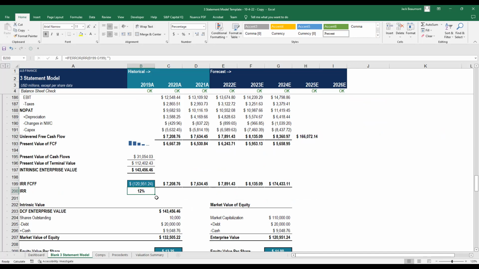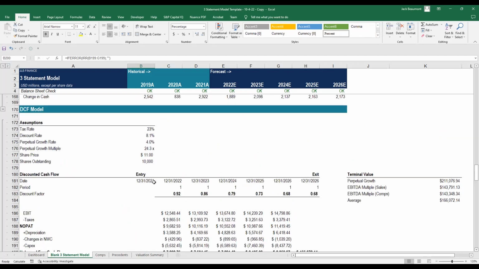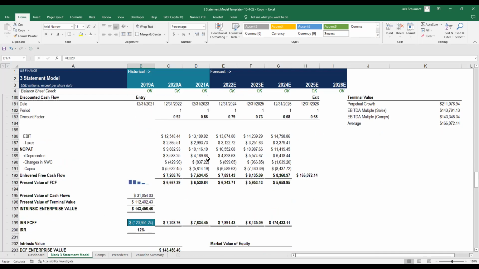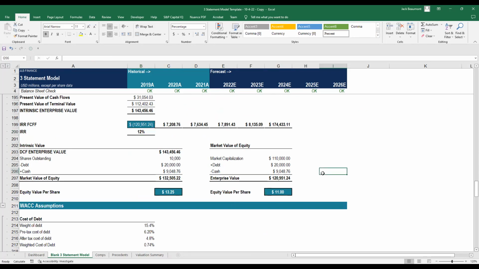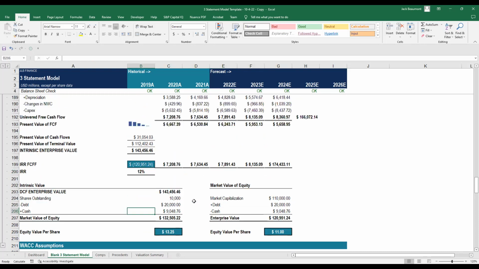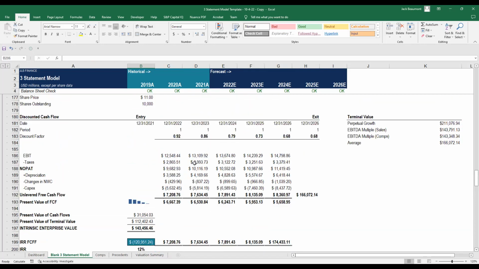That's good, because 12%, remember, is our IRR, and our discount rate, our weighted average cost of capital, was 8%, which is lower. That means we can generate a higher return than our cost. So that is a good sign for this scenario. Okay, so that's a reasonably easy to understand discounted cash flow model.